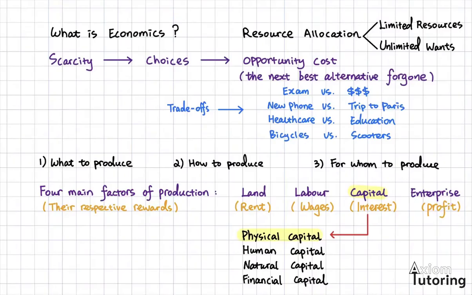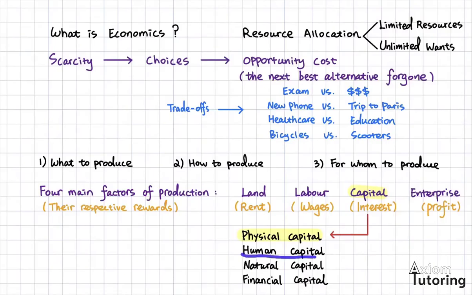Among these factors, entrepreneurship might be the most important because it combines all the other resources in the right proportion to achieve productive efficiency and potentially innovation or technological advancements in the future. In economics, when we say capital, we usually mean physical capital: machinery, tools, and equipment. But there are other meanings too.